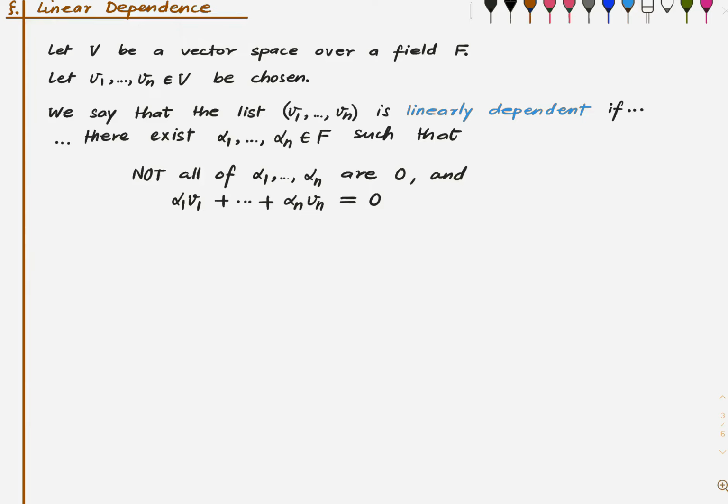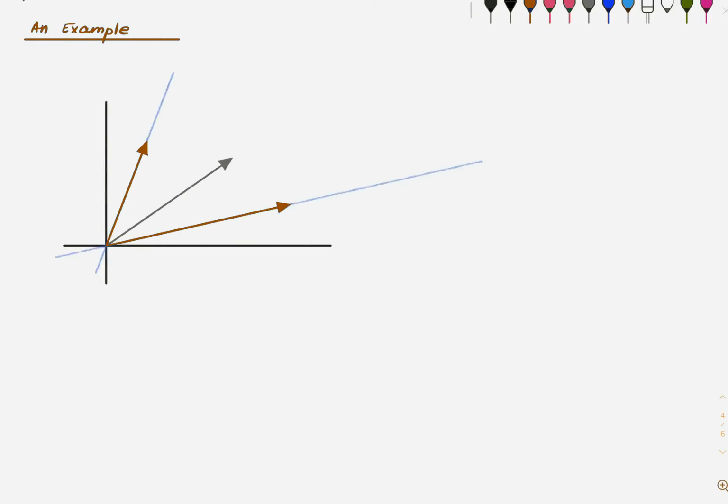Okay. Let's see a simple example, R2, and we have 3 vectors. And what I want to say is that these 3 vectors are linearly dependent, which means what? Again, since we have defined it in terms of list, you make this list V1, V2, V3. This list is a linearly dependent list. So we may say colloquially that the given set of vectors is linearly dependent. It just means that the corresponding list is linearly dependent.